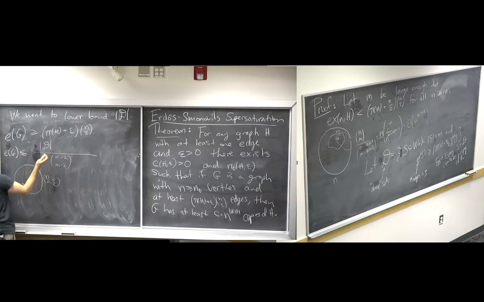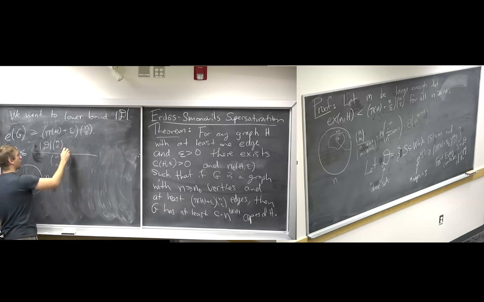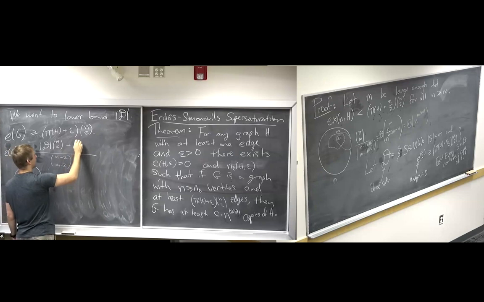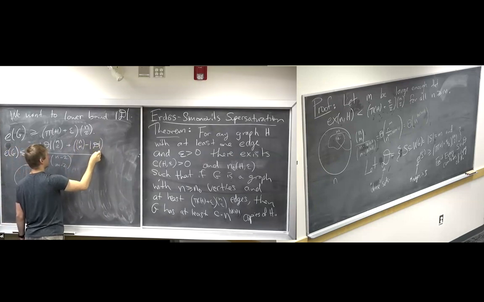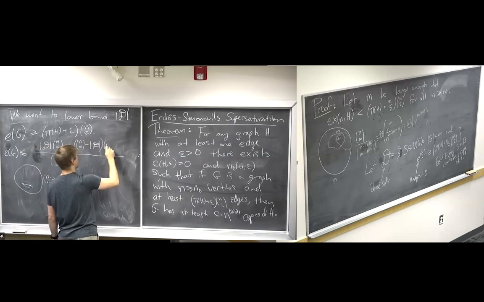And every time I have a dense set, I can't actually say much about it. It could just be a clique, so I'm going to just write m choose 2. And every time I have a sparse set, of which there are n choose m minus the size of D of them, it has to have less than pi of h plus epsilon over 2 times m choose 2 edges.